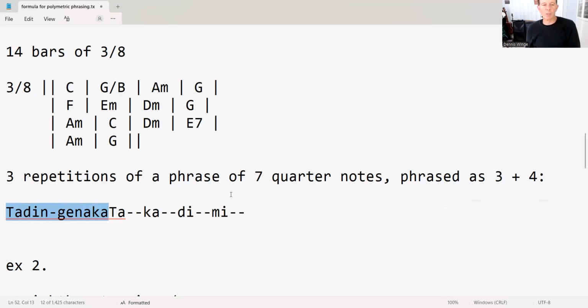That's what I did for the 6, and then for the 4 I just went da-ka-dee-me, da-ka-dee-me. Put that all together and you get da-ding, ge-na-ka-ta, ka-dee-me, da-ding, ge-na-ka-ta, ka-dee-me, da. That's 7. Now this is how it sounds.